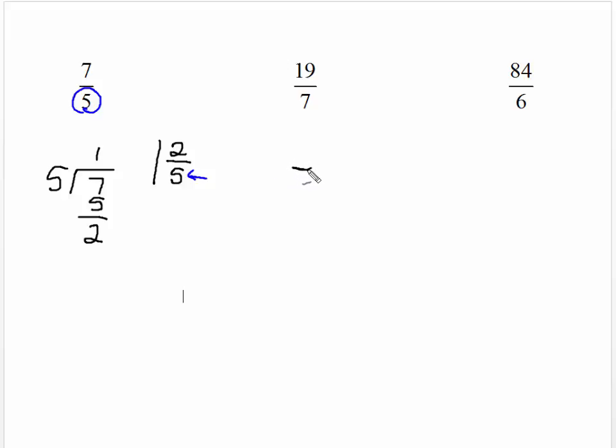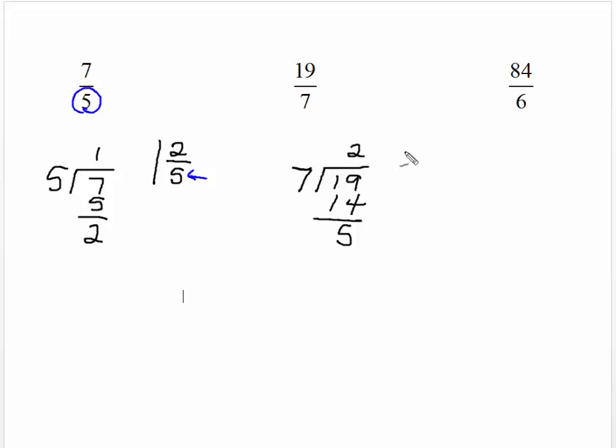I've got 7, the bottom number, or the denominator, is always on the outside, goes into 19 so many times. Well, 7 goes into 19 twice. 3 times would be 21, and that's too big for this particular number. So 7 goes into 19 twice. So 2 times 7 is 14. So that means I have a remainder of 5.